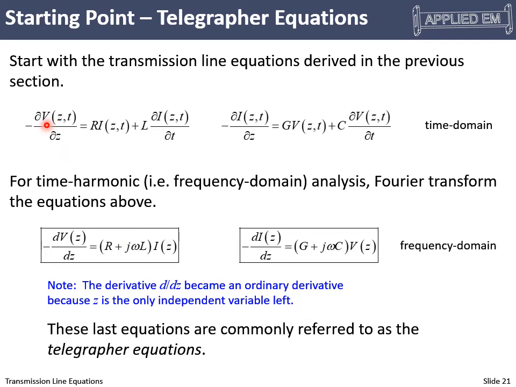Our derivative on the left stays the same, but it becomes an ordinary derivative because we only have one independent variable now. It's only z. That time variable is now gone. And a very similar thing happens over here, and we get our second transmission line equation in the frequency domain.